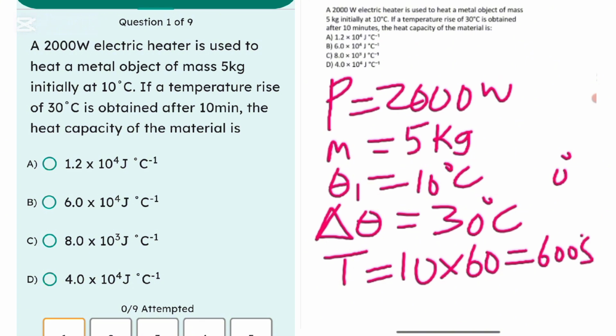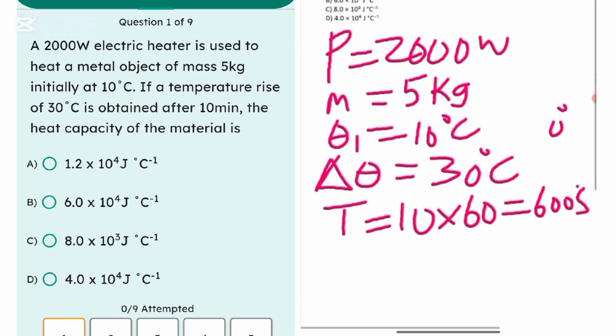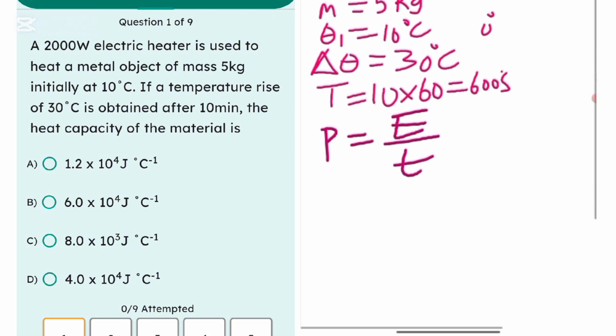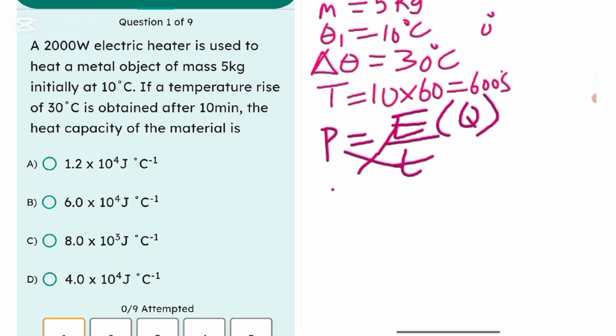So, it now says the heat capacity of the material is dashed. That means we need to get the heat capacity. But first of all, I can see that I need the quantity of heat. One thing we know is that power is equal to energy over time, because power is the time rate of consumption of energy, of which this energy is heat energy because it's an electric heater, so it's supplying heat energy. So I can call it quantity of heat energy, Q. So that means in this case, energy, which is heat, which I will call quantity of heat, is equal to power times time.